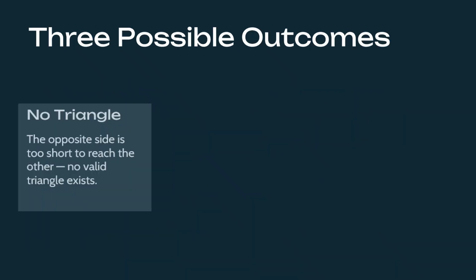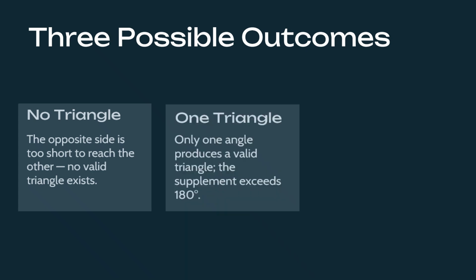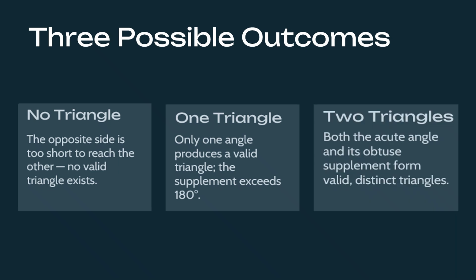So now that we understand why SSA triangles are different, let's look at the three possible outcomes when we try to solve them. First, no triangle. Sometimes the opposite side is simply too short to reach the other side. In that case, no valid triangle can be formed. Second, one triangle. Other times, only one angle works. The supplement would exceed 180 degrees, which isn't possible in a triangle, so we're left with just one solution. And third, two triangles. The most interesting case, both the acute angle and its obtuse supplement form valid, distinct triangles. This is the classic ambiguous case.